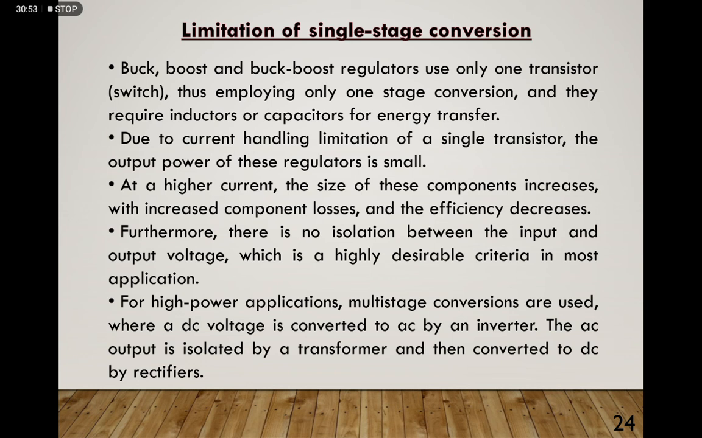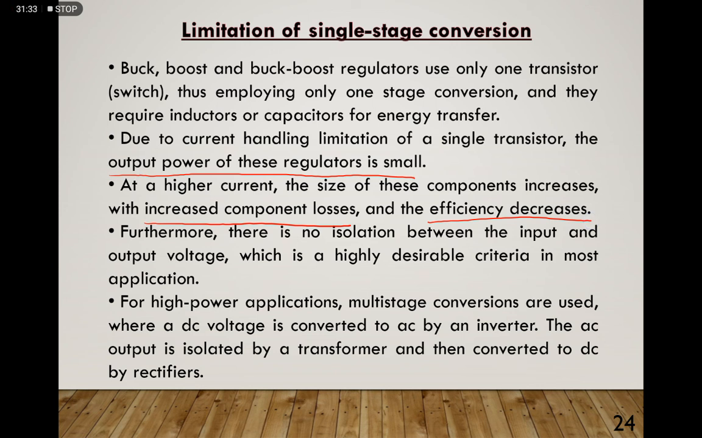Okay, you can see here the output power of this regulator is small because of the limitation of the current handling of a single transistor or a single switch. Okay, and then at higher current, the size of the components increases. So at higher current, we need to increase the value of L, and we need to increase the value of the capacitor in order to cope with the higher current. So with a higher value of capacitor, it will lead to higher component losses and it will affect your efficiency.